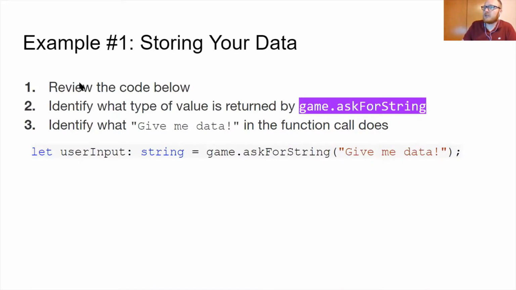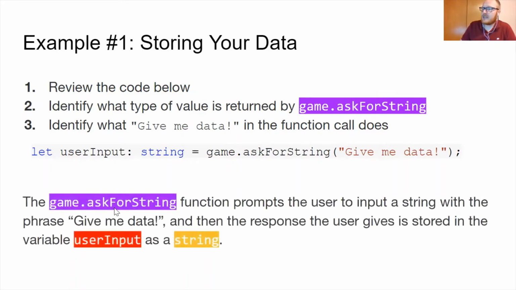So I want you to look at the code below, identify what type of value is being returned in game.askForString, and then identify what giveMeData in the function call does. So we have let userInputString equals game.askForString giveMeData. What is the value being returned, and what is the giveMeData part of the function doing?